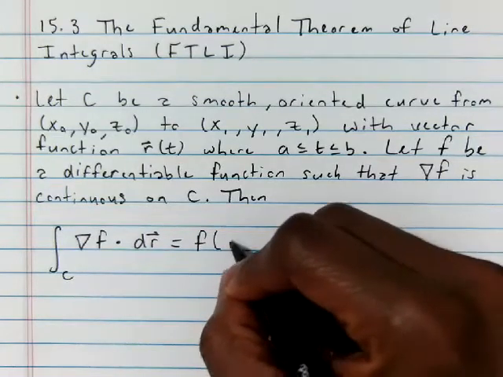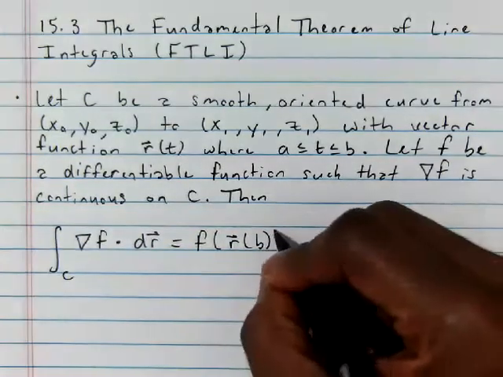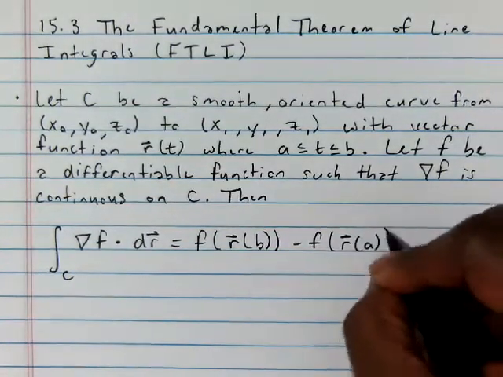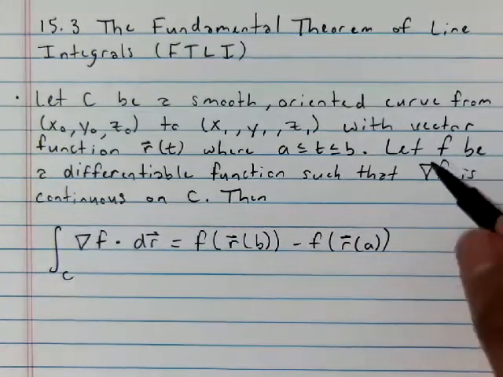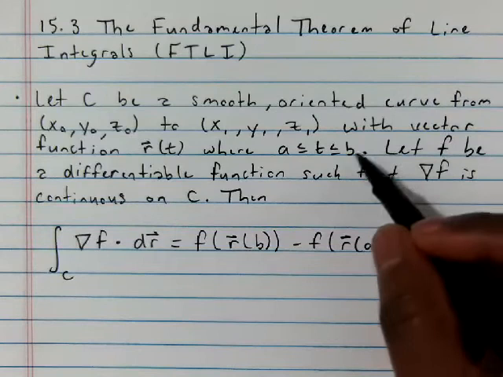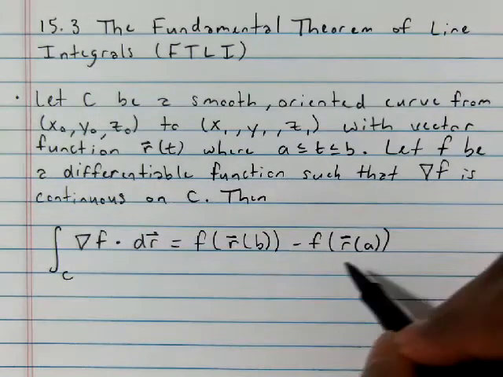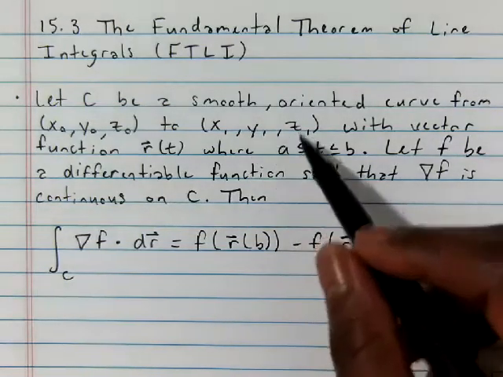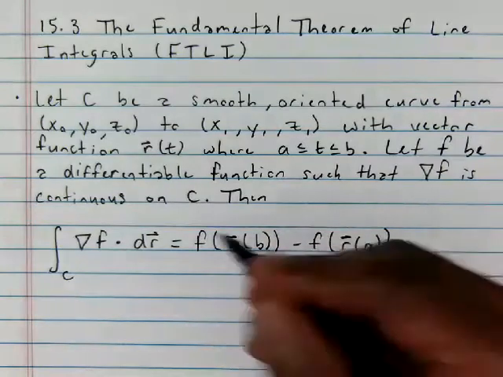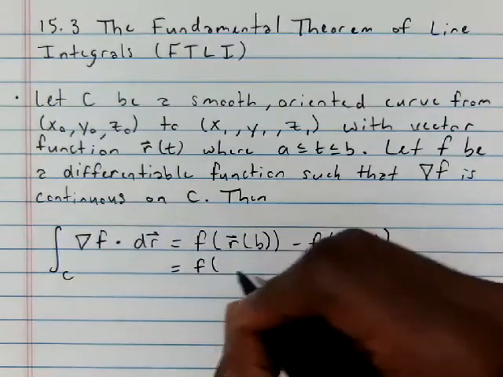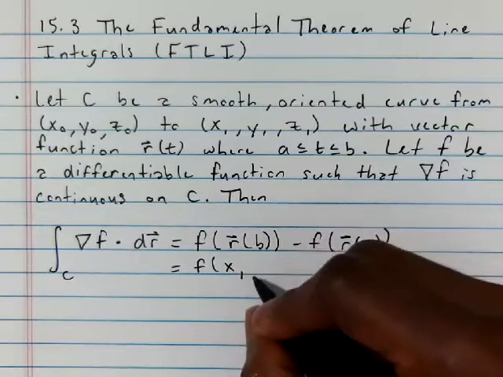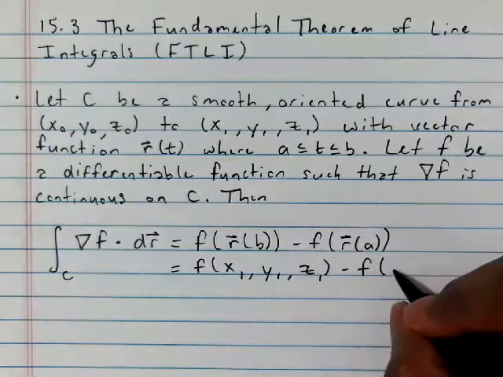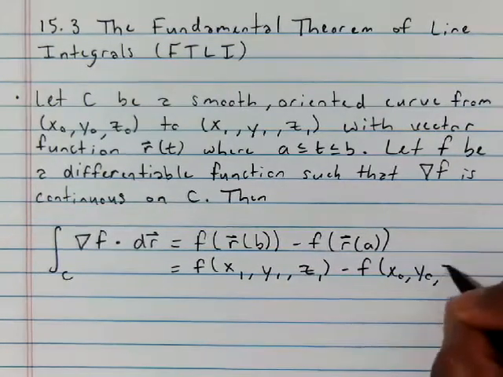f of r of b minus f of r of a. And notice that t varies from a to b, so r of b is the end point of the curve and r of a is the start point of the curve. So x1, y1, z1 is r of b, x naught, y naught, z naught is r of a. So this equals f of x1, y1, z1 minus f of x naught, y naught, z naught.